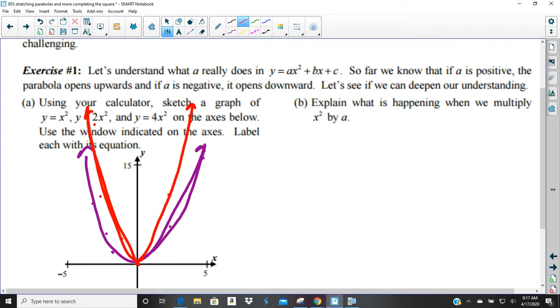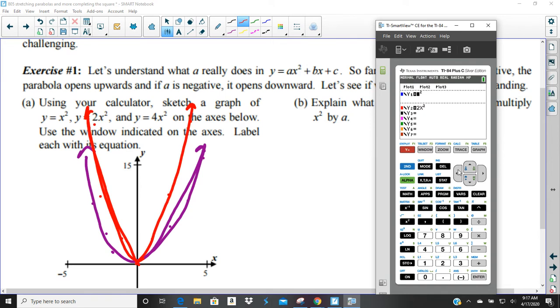What do you think is going to happen with 4x squared? Hopefully you're knowing that it's going to stretch even more. So let's go to 4x squared. I'm going to keep it on here too. I'm going to put mine here, and I'm going to have it green so you can see what it looks like. So I'm going to have 4x squared, and I'm going to graph that. And sure enough, it even got skinnier.